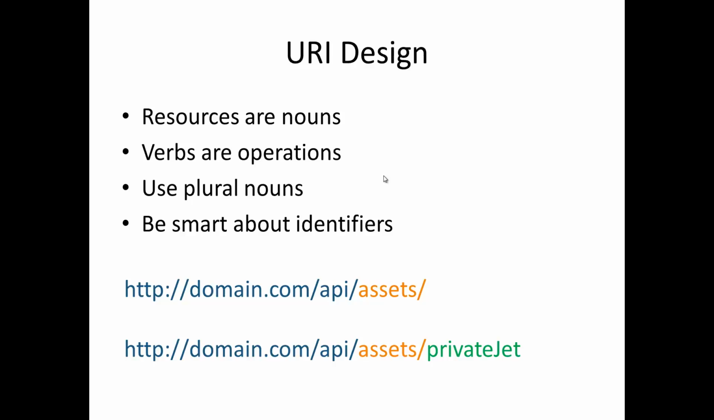And also be smart about identifiers. So in the lower part, you see assets, which we see in both cases. And the first case will give us all assets that are available. In the second case, we're going to get one specific asset, which is called private jet. So this private jet in green is the identifier of that resource. And what I mean by be smart about it, don't just by default take the ID, something like the unique ID or sys ID or even a global unique identifier, which is like, I think 32 byte or something. It can be anything that you want. Of course, it has to be unique.